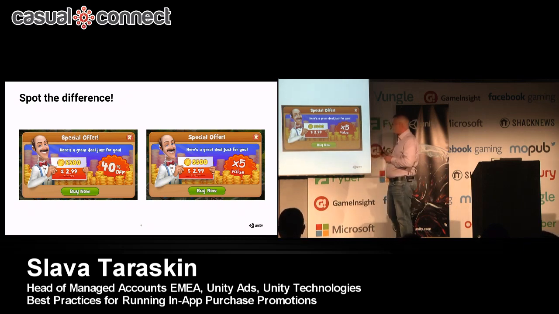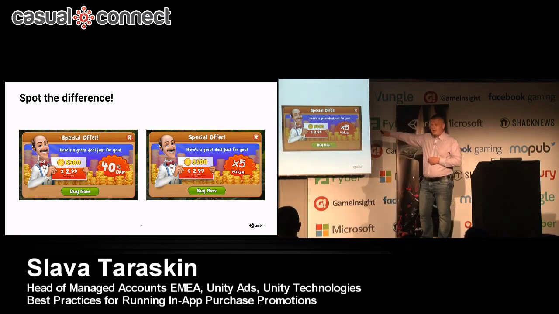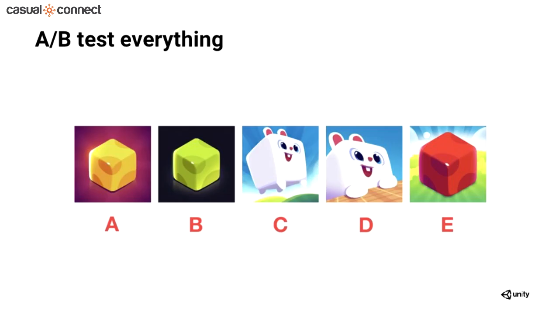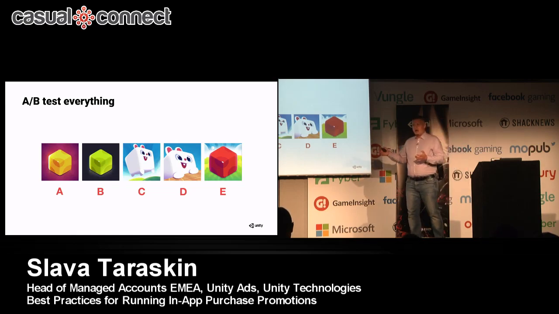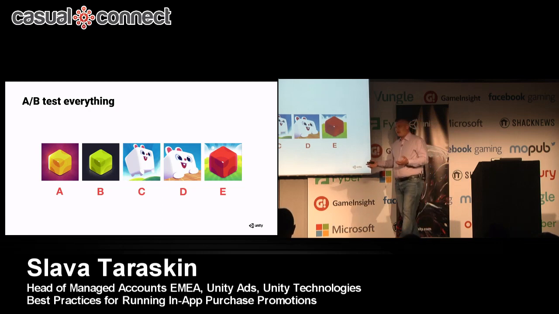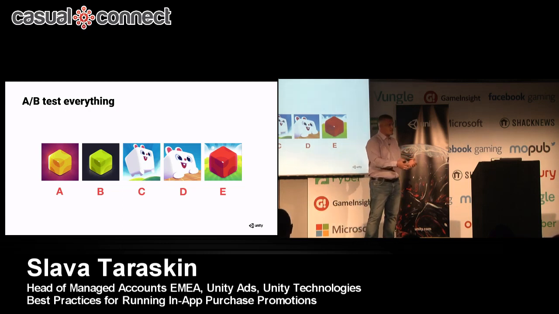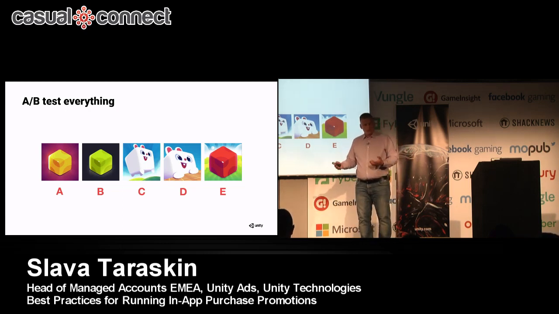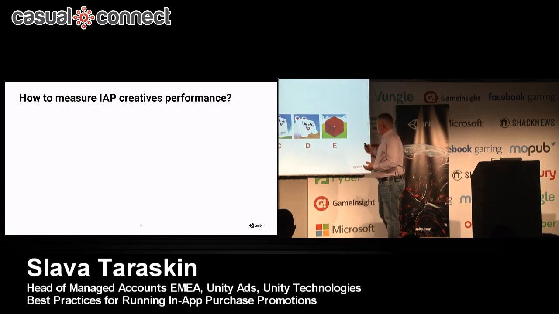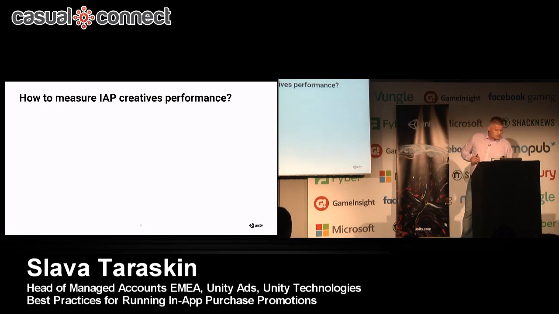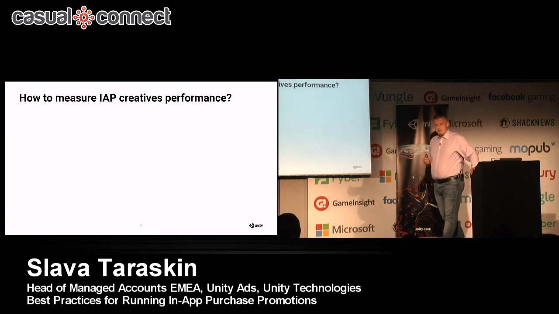Sometimes 40% works better, sometimes 5x value works better. The goal of the slide is actually to A/B everything. Banner for IP promotion is as important as the icon in the store. It's as important as your ad creative. As with any creative, it's important to A/B, to try different hypotheses, to run different creatives, and choose the best one which is converting well. And then, what does it mean converting well? What is the benchmark? Do you know how to measure IP creative performance?